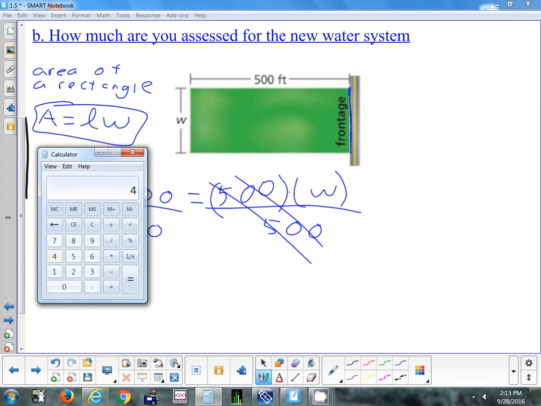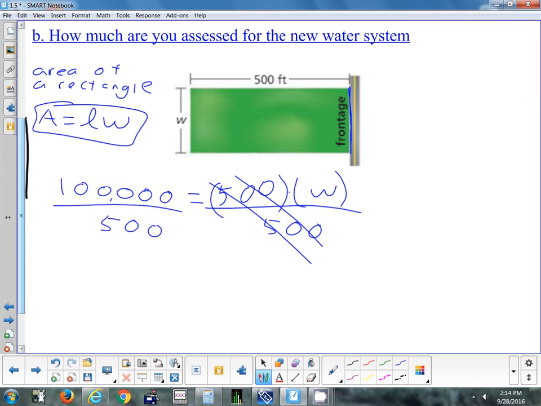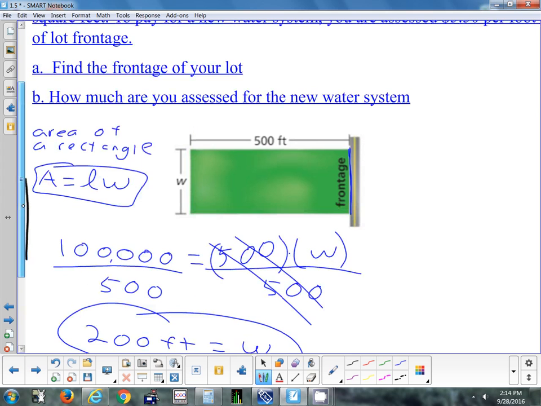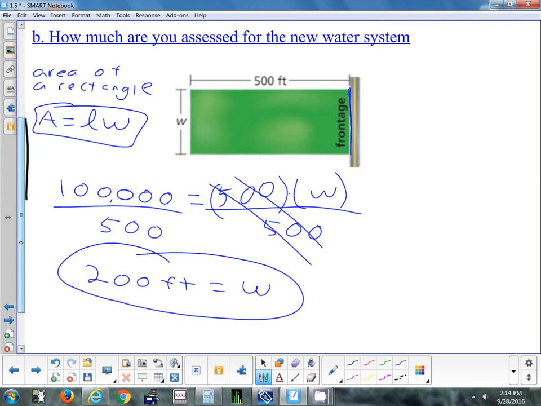Okay, so we have 100,000 divided by 500. So the width of my yard is 200 what? 200 feet, yeah. Okay, so find the frontage. That's the width of the yard. Okay, 200 feet.